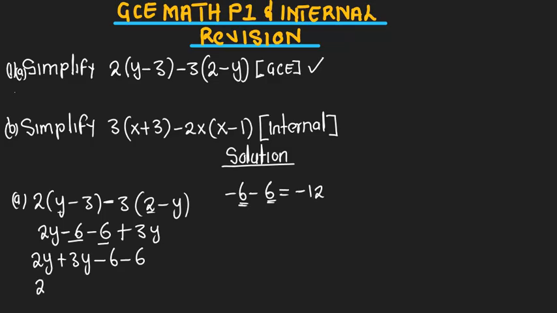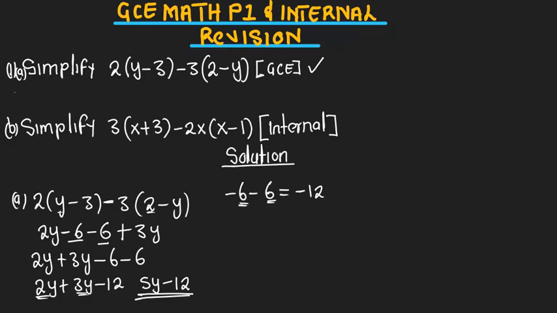So this is going to be 2y plus 3y minus 12. Now these are like terms, right? The like terms, you are going to add them. So you are going to have 2y plus 3y, which is going to give you 5y. So you are going to get 5y minus 12. For this particular first question, you have simplified. This is for GCE.